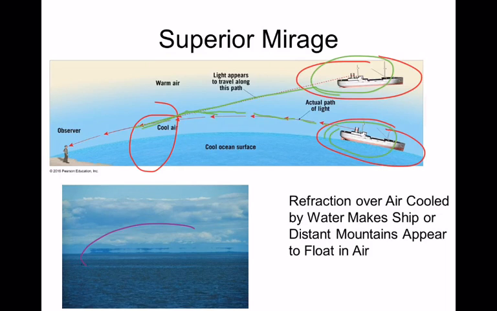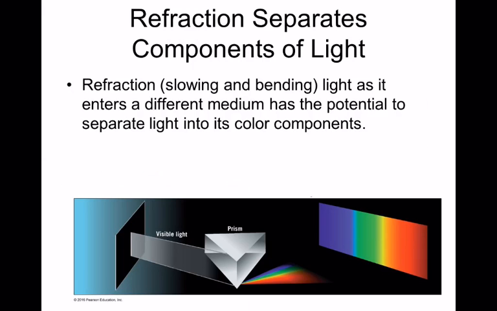Now, I tried to find what I thought was a good picture on the internet for superior mirages, and I thought that this one looked like a pretty good one. I can't remember where I got it from. But my thing about this one is, these are mountains in the distance, see what you guys think, but to me it looks like these are upside down. They're not right side up, so I don't know. Anyway, a superior mirage is also created by air refracting due to differences in temperatures.